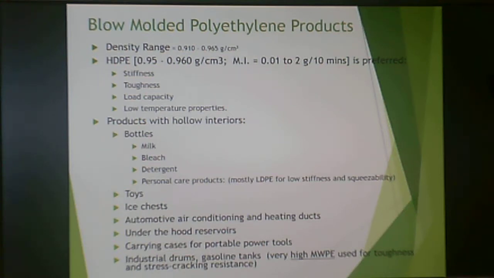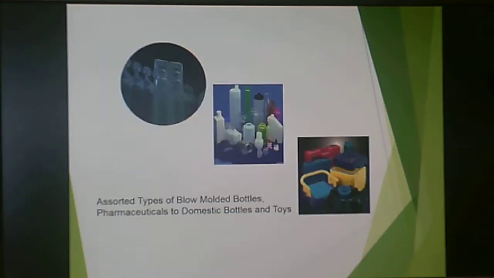Some of the ducts for automotive air conditioning and heating, under the hood reservoirs for tanks. Some of those are roto-molded, but some of them are also blow molded. Carrying cases for power tools, and then industrial drums or gasoline tanks. In this case, the very high molecular weight material is used for those particular applications. So here are some examples of blow molded bottles. These are ampules used in medical applications, your typical consumer bottle, and then we have some cases and ice chests, things like that.